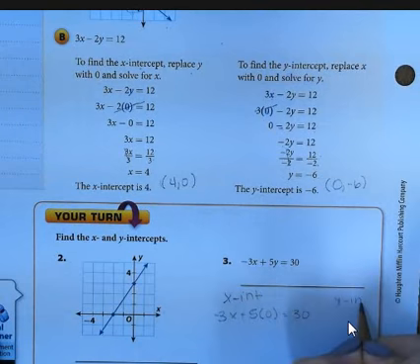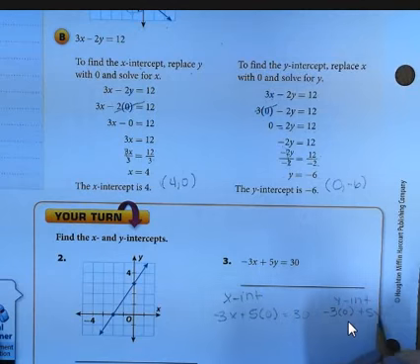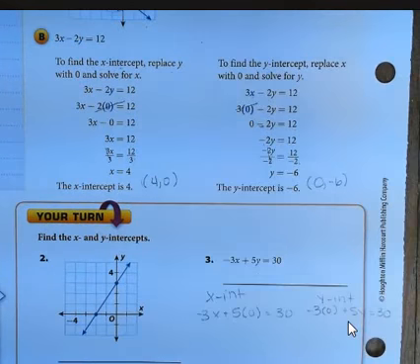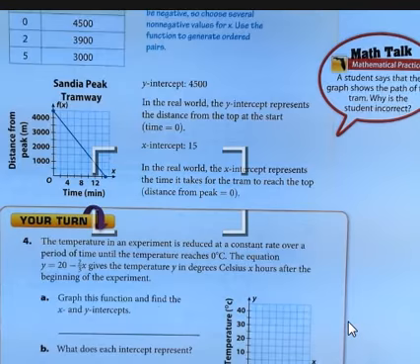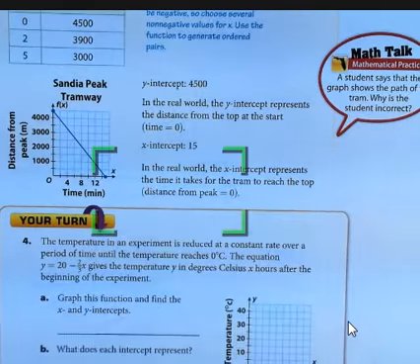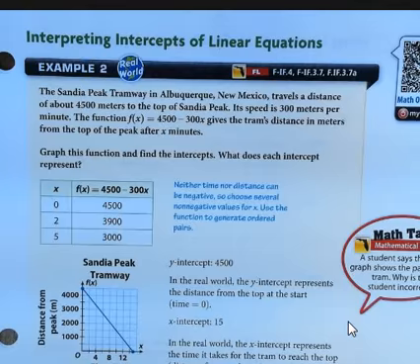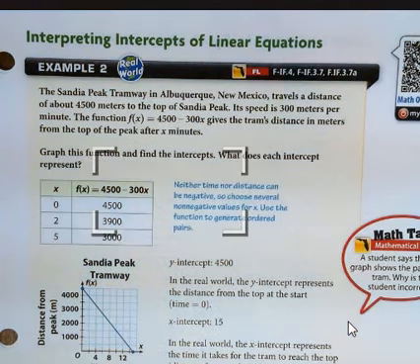165. So now we have interpreting intercepts of linear equations. Whenever you see "interpreting," you could see from this particular example, it has to do with real world situations. So what do those intercepts mean in real life? If you're talking about specific real world types of situations, basically.